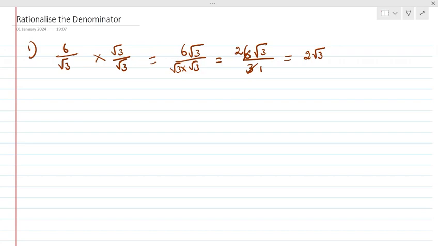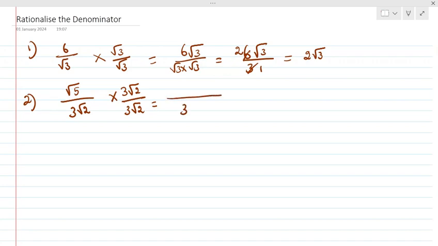Now I will explain the second example. The second example is root 5 divided by 3 root 2. Now here, in the first example we had only a root number, whereas here we have one whole number and a root number. So in that case we can multiply with the entire denominator, 3 root 2 divided by 3 root 2.